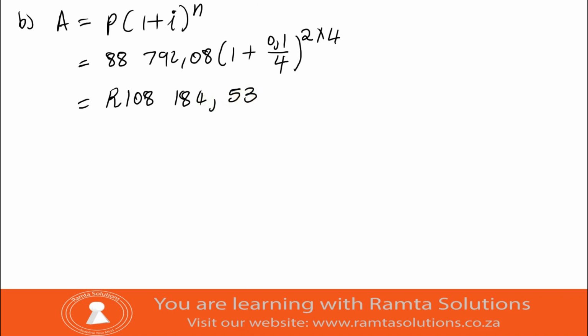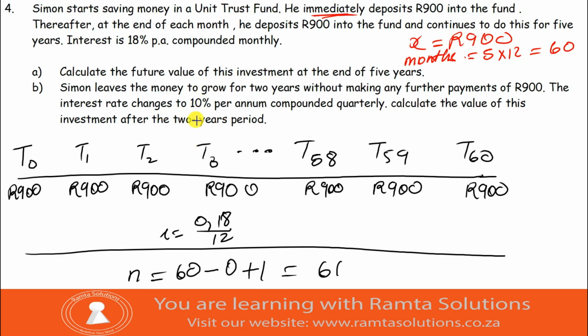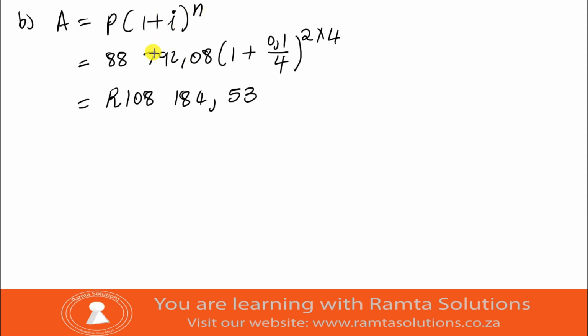This is what he will have at the end of these 2 years after that 5-year period of his annuity. Remember, this is because he didn't make any further payments, but he allowed this value to grow for 2 years. This time around, the bank gave him interest of 10% per annum, compounded quarterly. I didn't use the annuity formula here because he didn't make any further payments. Perfect.